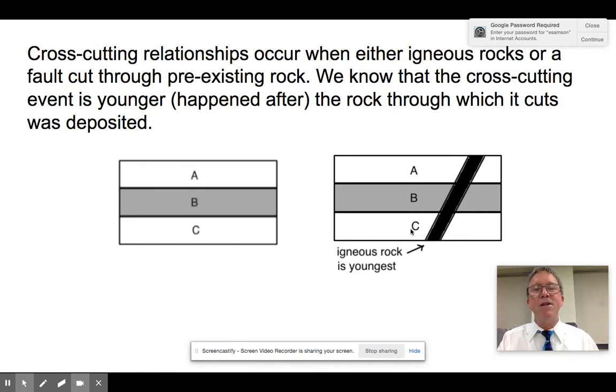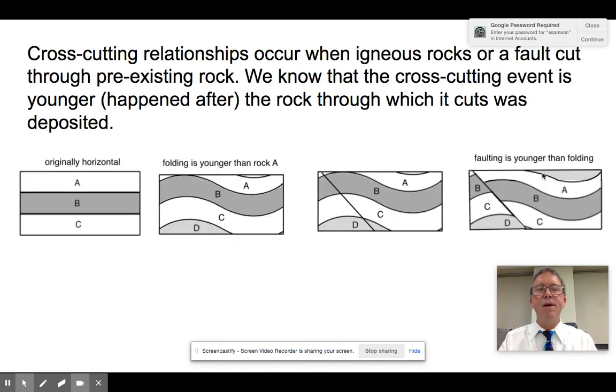So when I look at this, I know that C got deposited first, and then B, and then A. And then after it, this igneous rock pushed through here. And igneous rocks, by the way, they're not deposited. They can intrude, so they don't follow the law of original horizontality because they're not settling out of the water. So the law of original horizontality only applies to sedimentary rocks.